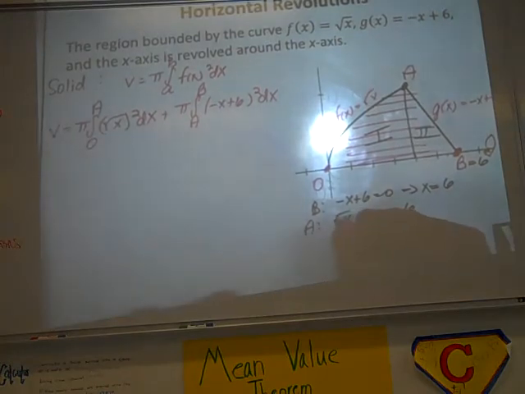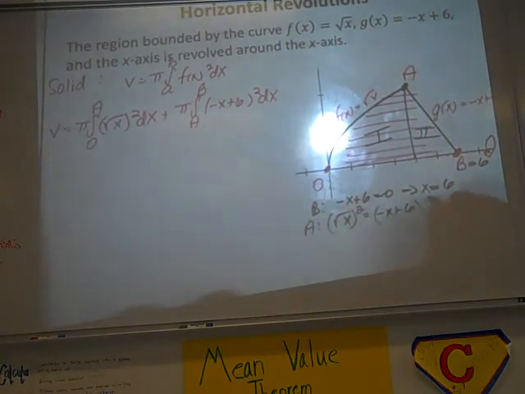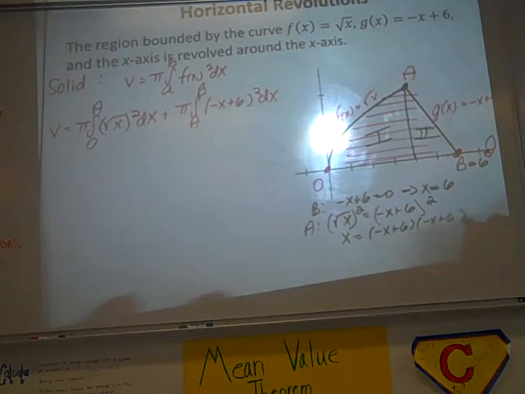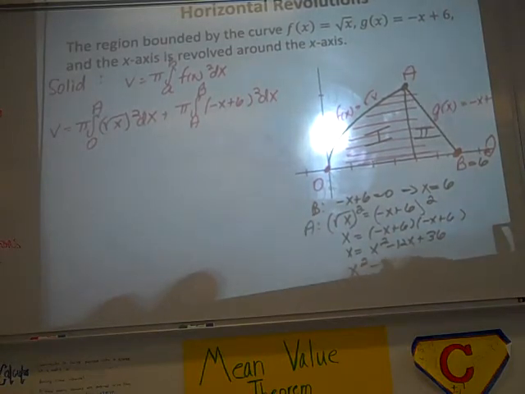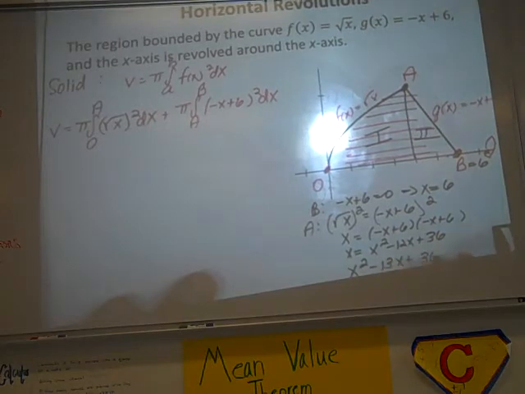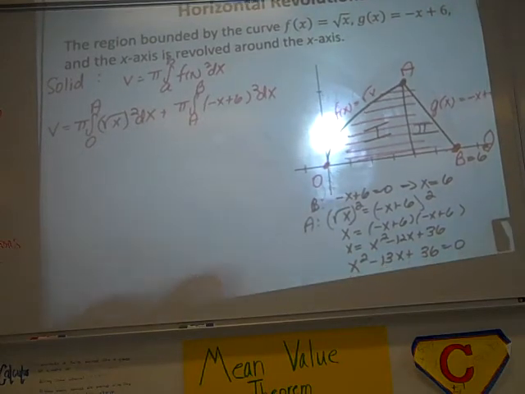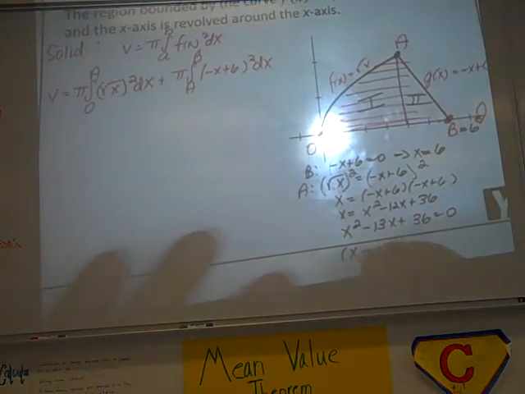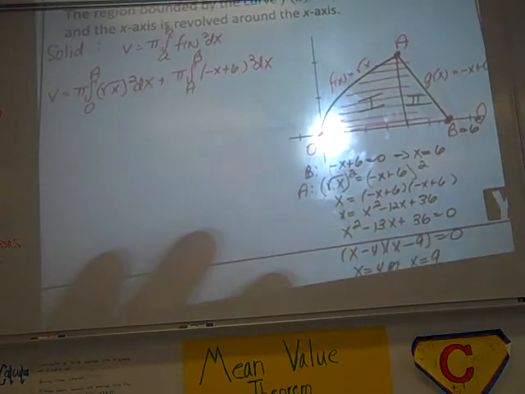With a little bit of algebraic manipulation, I'm going to square the left, I'm going to square the right. Square root of x squared is x. Negative x plus 6 times negative x plus 6: x squared minus 12x plus 36. I see that this is quadratic, so I'm going to rewrite it as x squared minus 13x plus 36 is 0. I can factor, so I have x minus 4 times x minus 9 is 0. And I can solve this to get that x equals 4 or x equals 9.